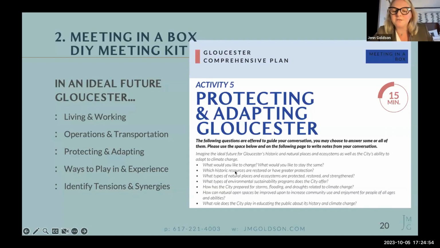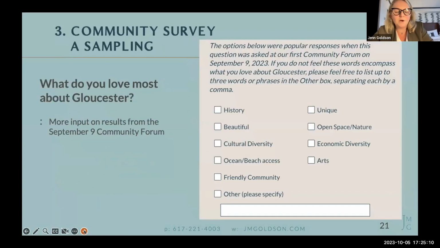What would you like to change? What would you like to stay the same? Think about historic and natural places and ecosystems, as well as the city's ability to adapt to climate change. And so we have all these different prompts. And again, you can go in any direction that you want. So very open-ended. All right.